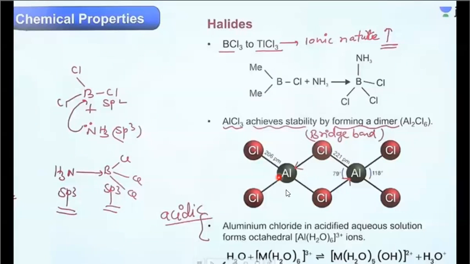Often this question, this is a very important question. Why does AlCl3 dimerize? So your answer will be: to achieve stability, they dimerize. Am I clear to this point? Or do you want me to explain this once again, the bridge bond? Anybody in the class?